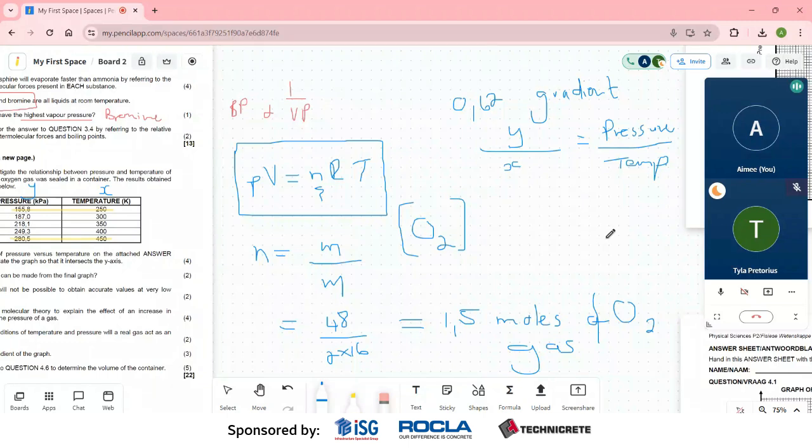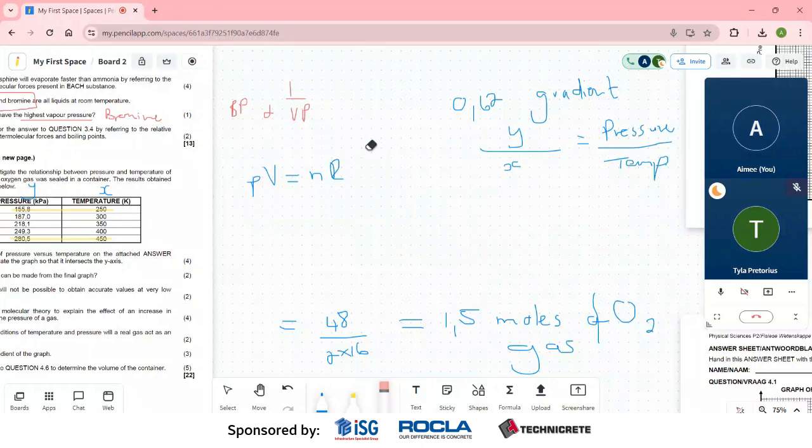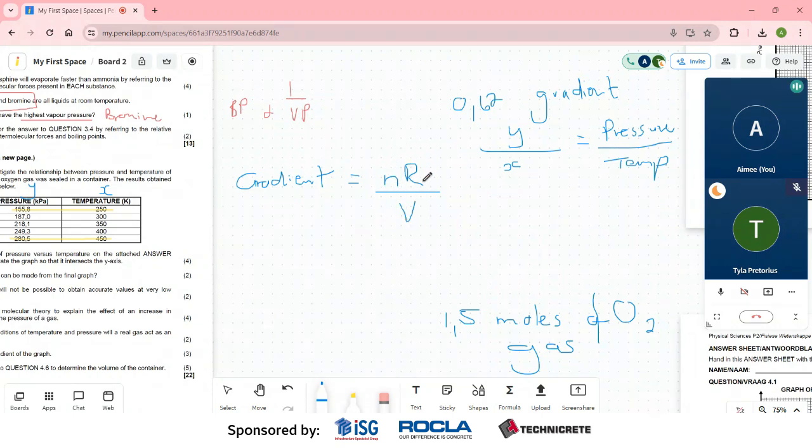So, we know that when we manipulate this formula to make the gradient the focus, we can specify that gradient, in terms of our PV equals nRT formula, is equal to nR over V. We have n, we're looking for V, R is a constant, and the gradient we calculated.